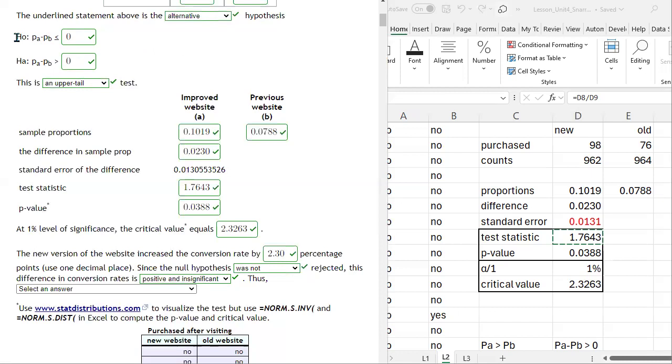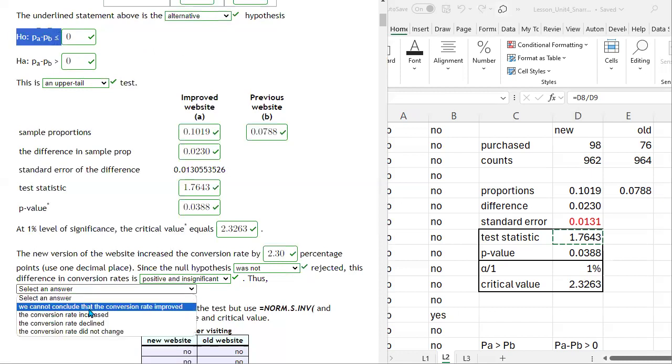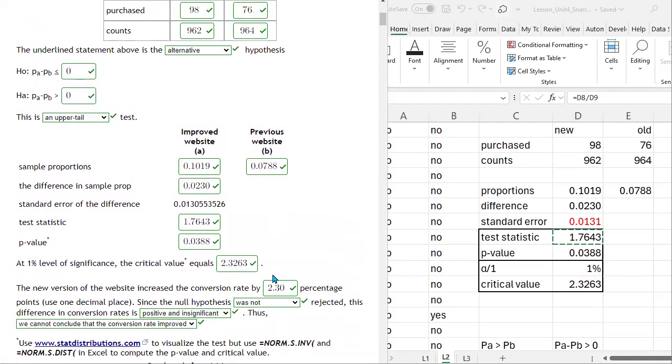When the evidence supports the null hypothesis, our conclusion is what? We cannot conclude that the alternative hypothesis holds. In this case, we cannot conclude that the conversion rate improved. So although the new website increases conversion rate, that increase is not significant. So we may want to go back and tweak the website more to get a significant increase in conversion rate.